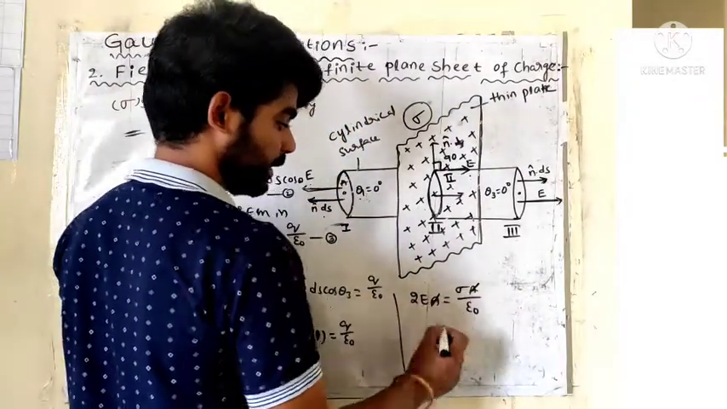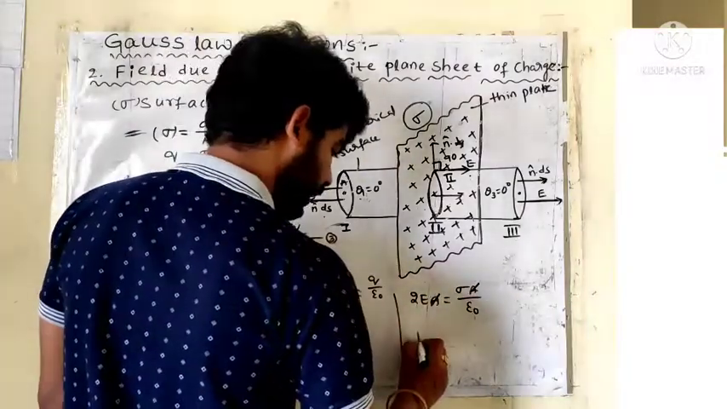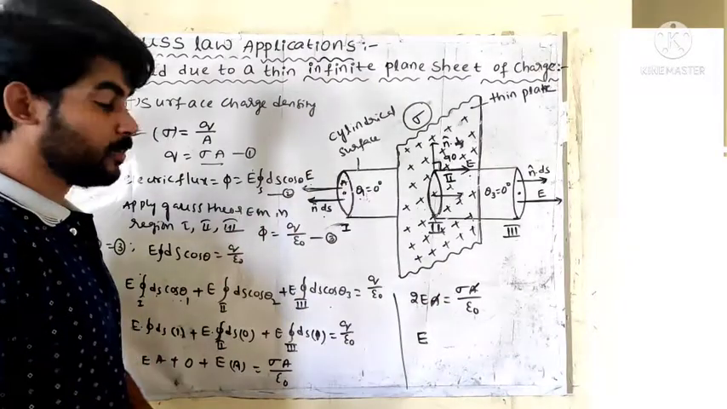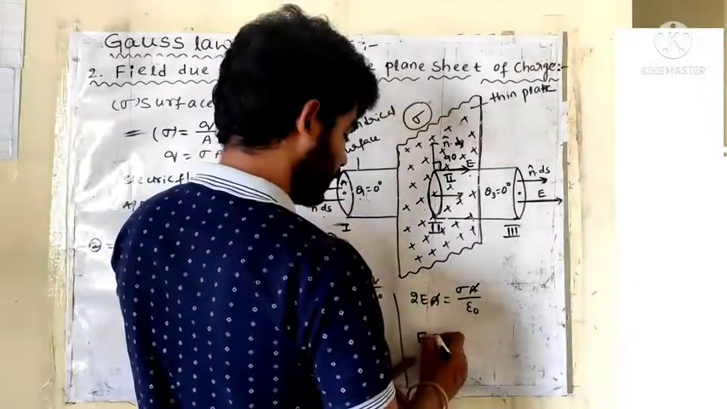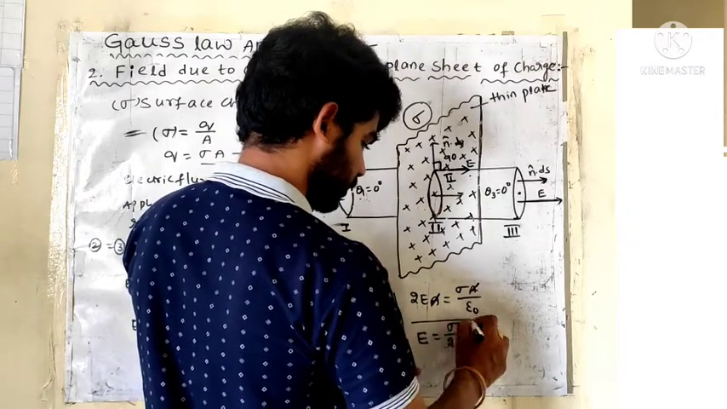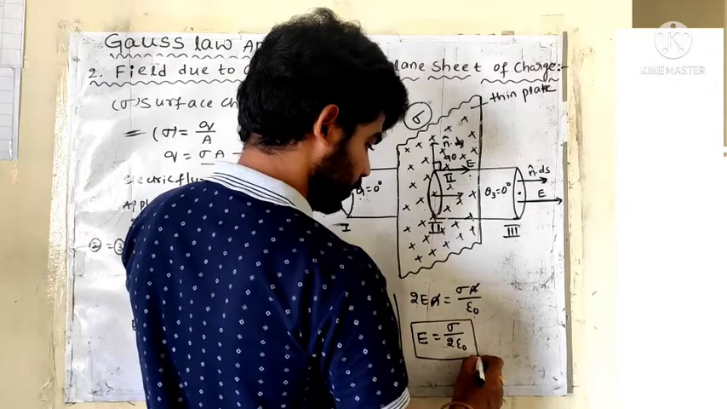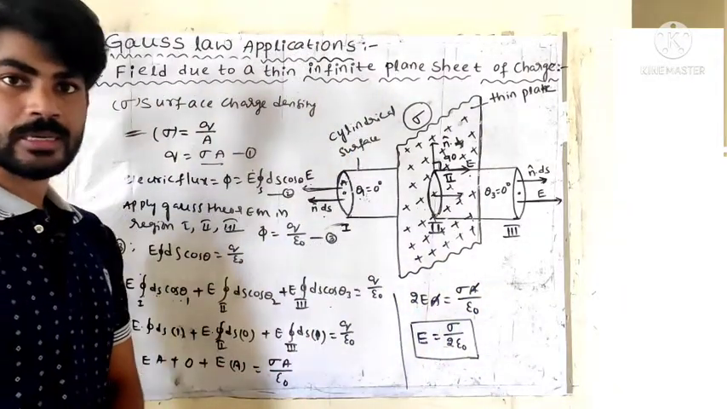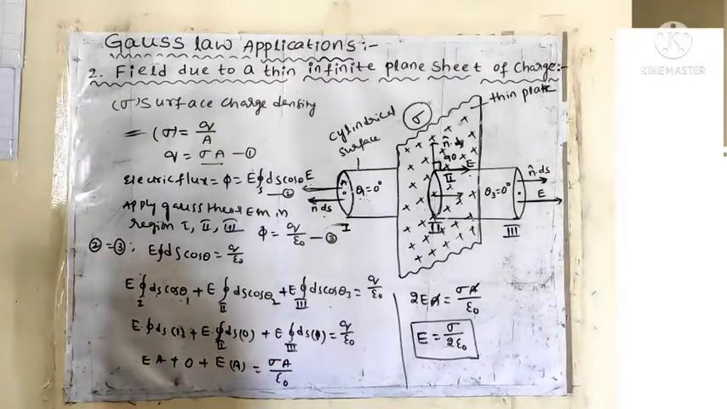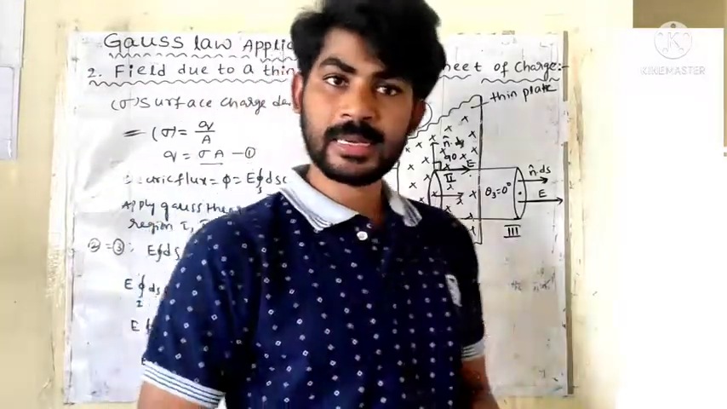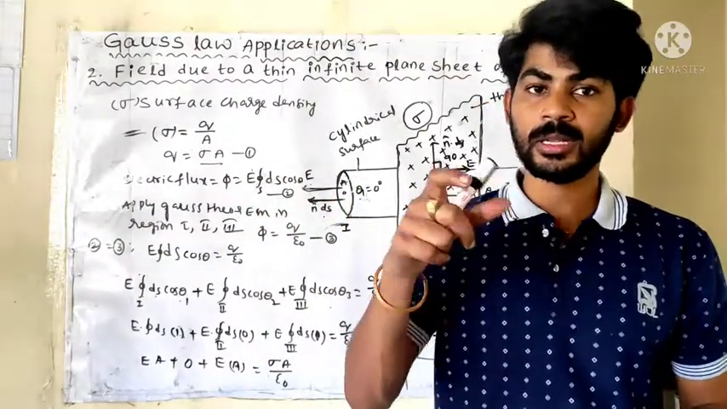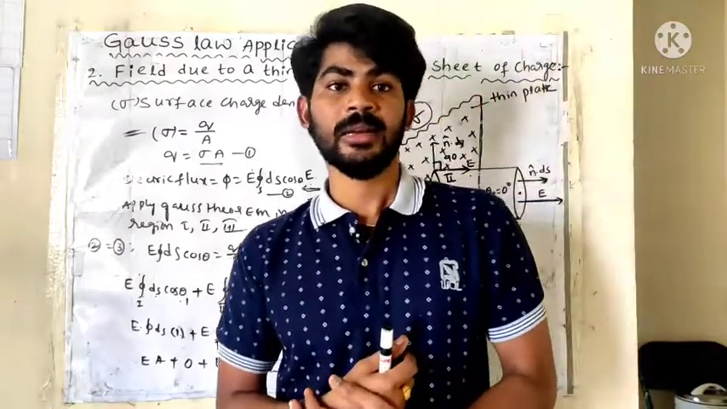So the area is cancelled. Finally, for the thin plane sheet case, what is the electric field? E is equal to sigma by 2 epsilon naught. Okay, E is equal to sigma by 2 epsilon naught. So please take a screenshot. Thank you all of you. In the next class we are discussing the third application, the circular body application, we can discuss in the next class.